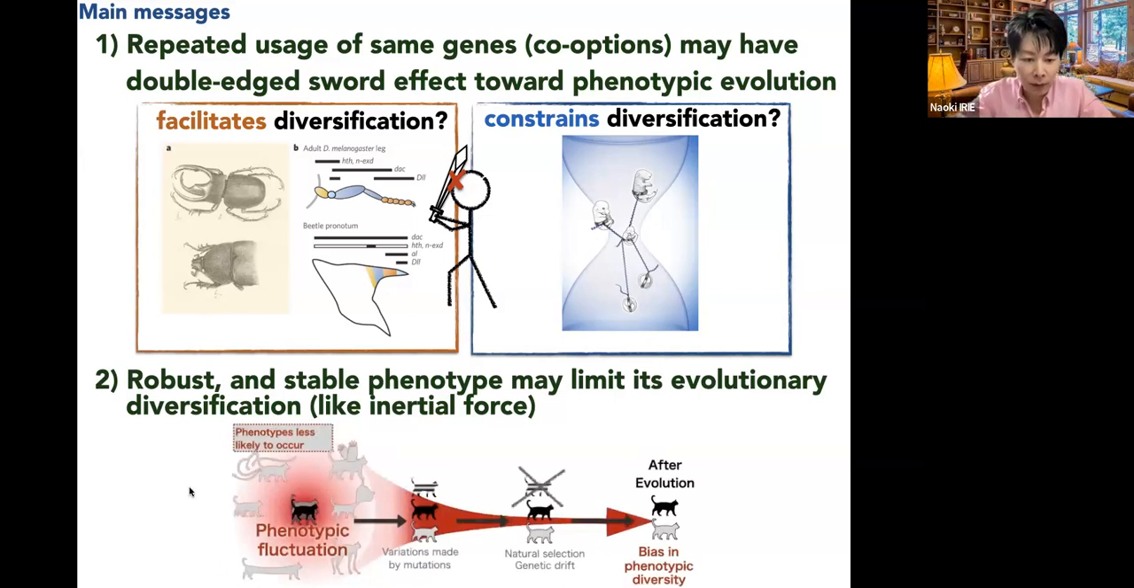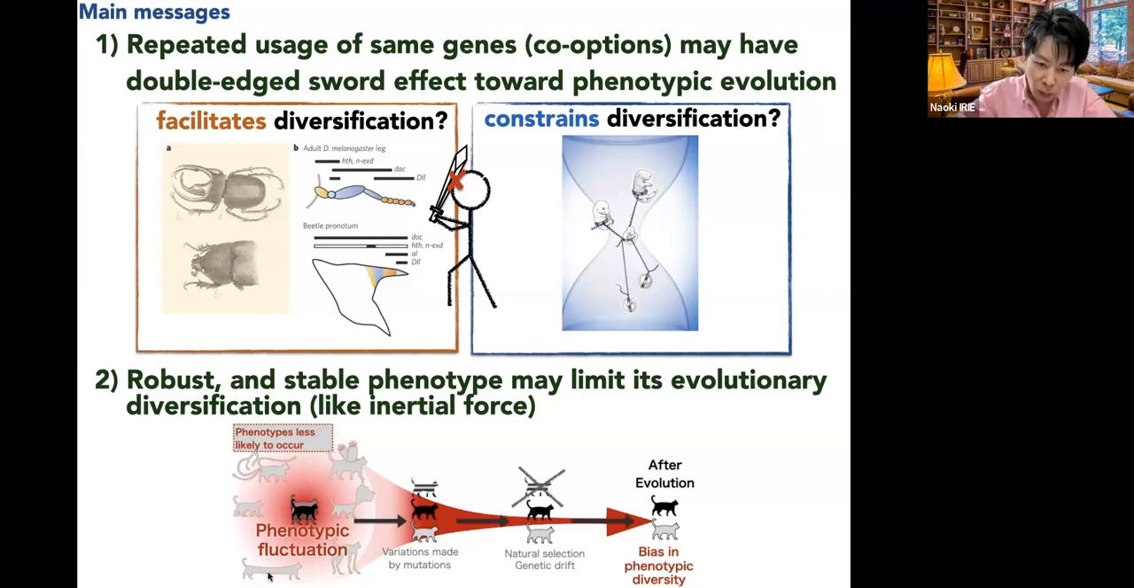So evolutionary theory, like Darwin's natural selection and the modern synthesis, we usually consider what kind of variations are available for natural selection, like the variety of phenotypes, and we select from them, and evolution occurs. And this was a major explanation of how organisms would evolve.